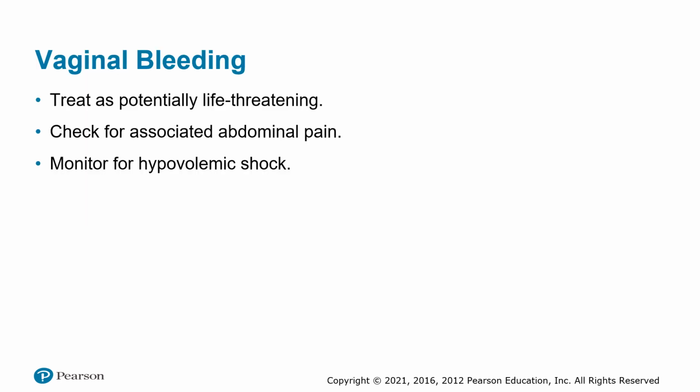All right, gynecological emergencies. Vaginal bleeding we're going to treat as potentially life-threatening. Check for associated abdominal pain and monitor for any kind of hypovolemic shock. This typically becomes life-threatening when it's more than normal for a period, or when they haven't had their period yet, in the 28-day time frame in between periods.